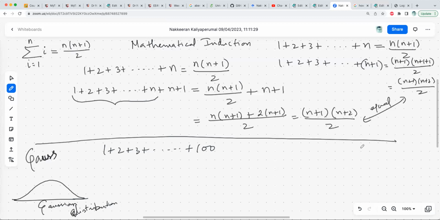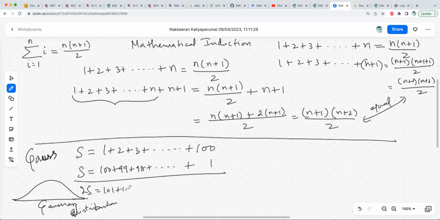Immediately he gave the answer, 5050. The teacher was really surprised. How could he do it so quickly? You know what he did? He wrote this whole thing as S equal to this. And he also wrote the same thing in reverse order: 100 plus 99 plus 98 plus dot dot dot all the way to 1. And he just added these two. So 2S is going to be 101 plus 101 plus 101 plus dot dot dot. The last term will also be 101.